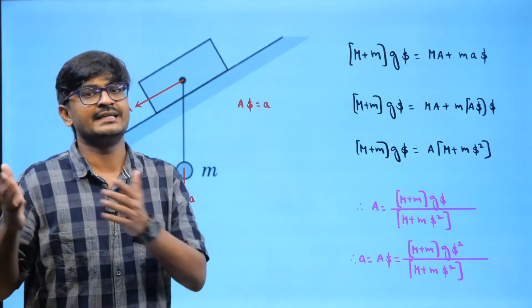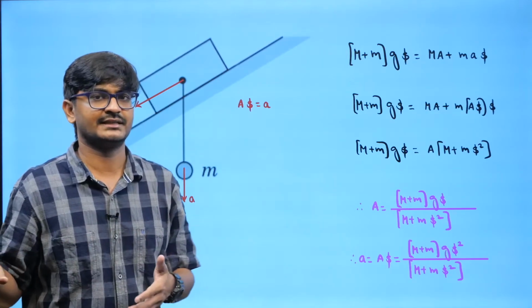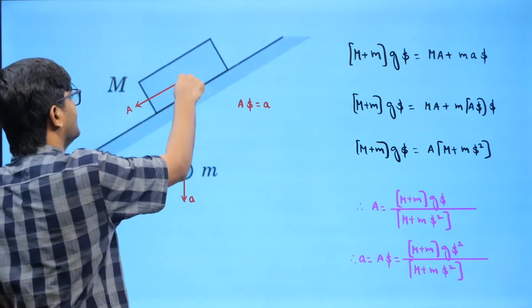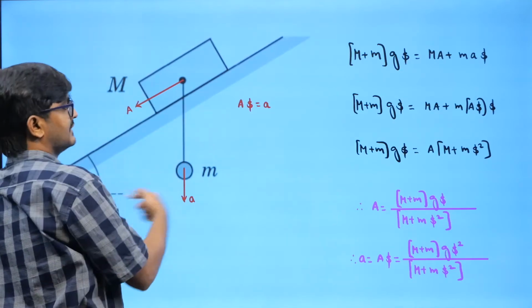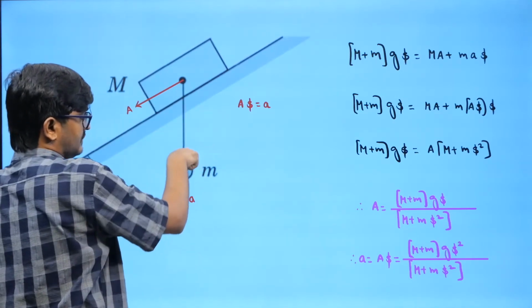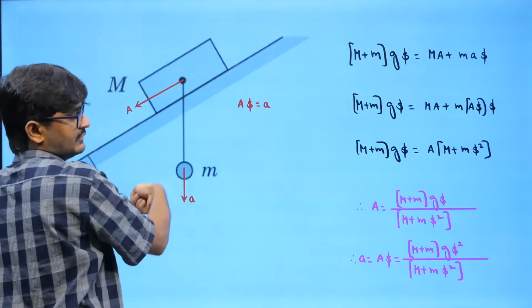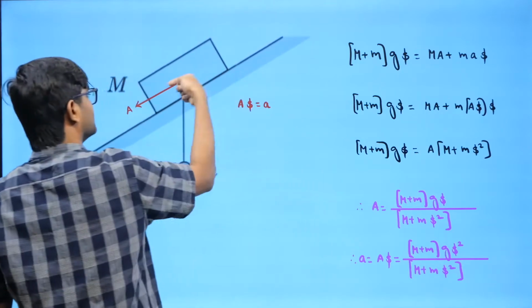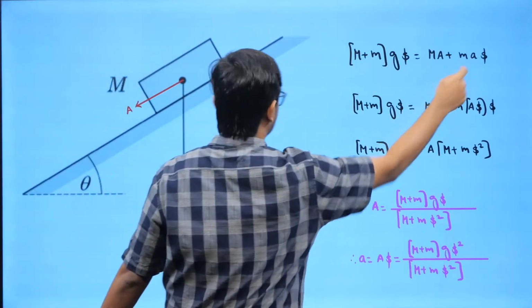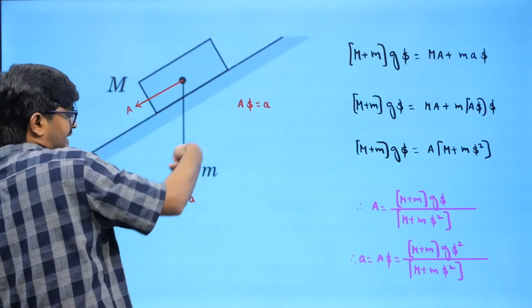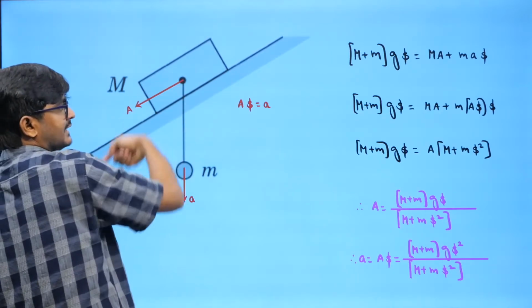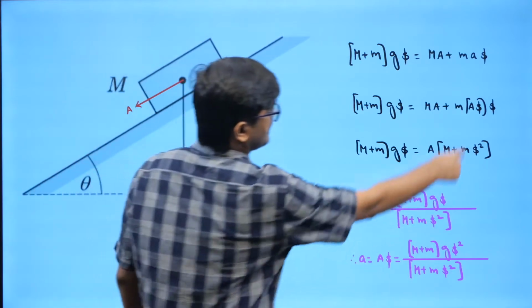What I can say is, it is m1a1 along that direction plus m2a2 along that direction, right? So that is m1a1 along that direction plus m2a2 along that direction. If this is small a, then this is going to be small a sin theta.